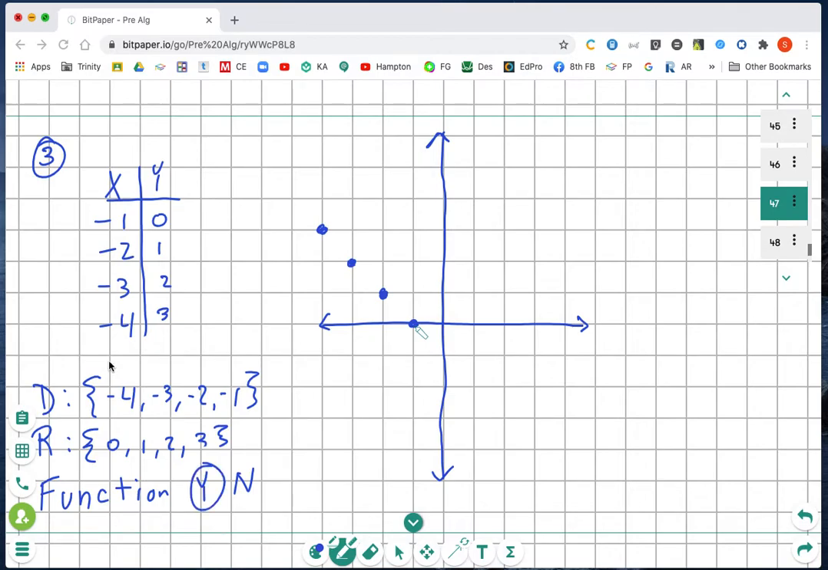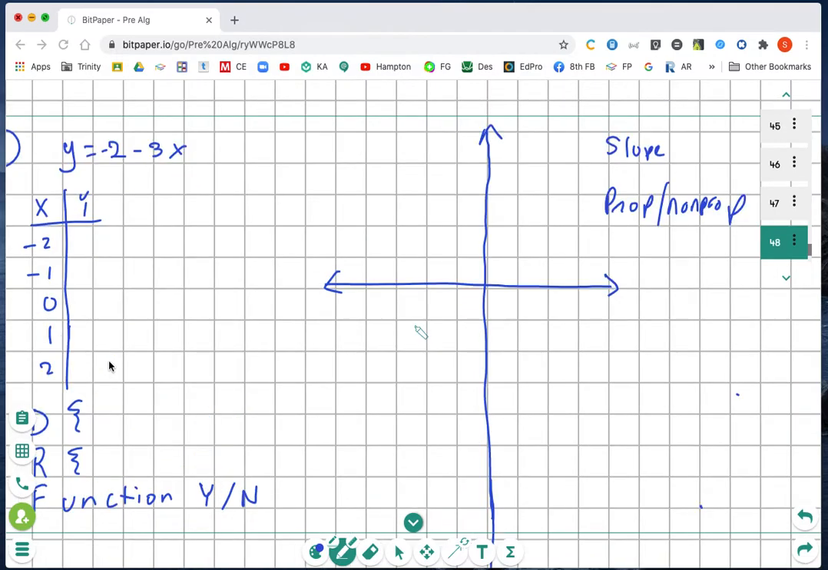Also, with the vertical line test, I don't have any two lines that are on the same vertical line, so yes, it is a function. Now we're going to go ahead and look at some actual functions that we're going to plug in, some domains, and generate our range. So when I put -2 into this function, -2 times -3 is going to be +6.